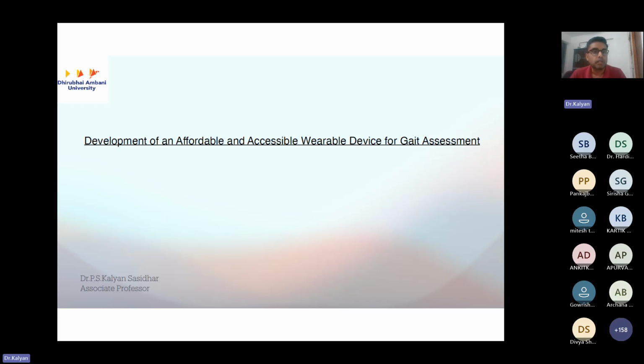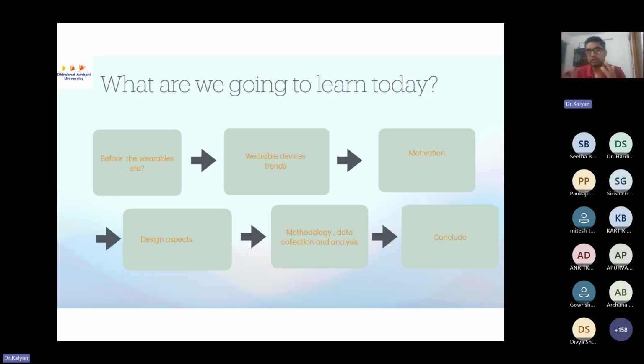So the topic of this talk today is the development of an affordable and accessible wearable device for gait assessment. Let me first tell you what we're going to be discussing today. I will give a quick introduction to what was there before the wearable era started, maybe a few years before, and then we'll start from there in terms of what was used to sense data, collect data, and analyze. Then we will get into the wearable device trends in the market. I won't touch a lot on research because the scope is too large, but I'll give a couple of examples of where we are.